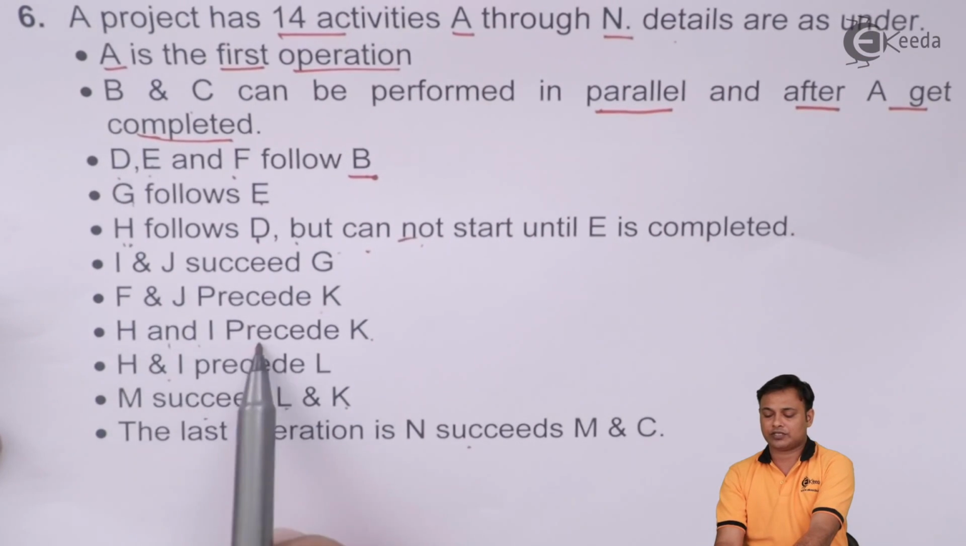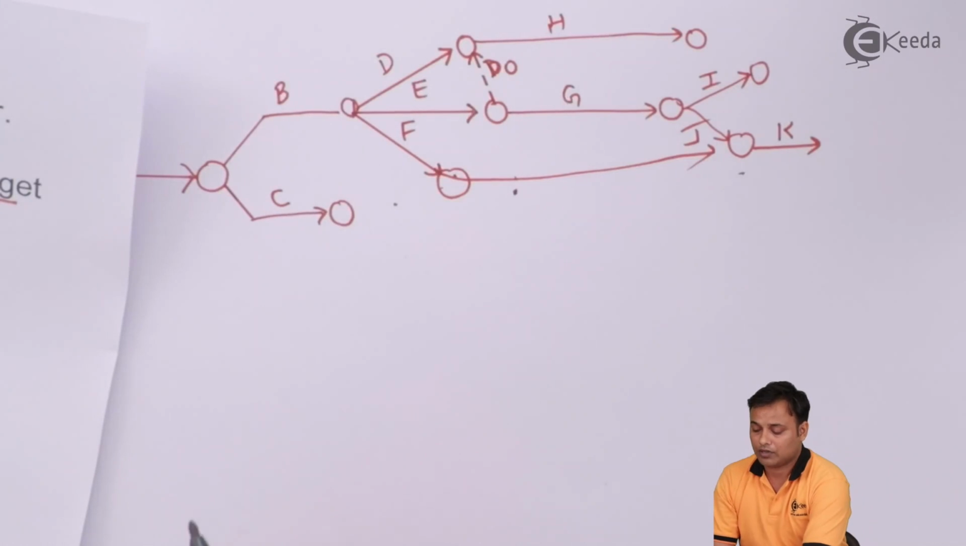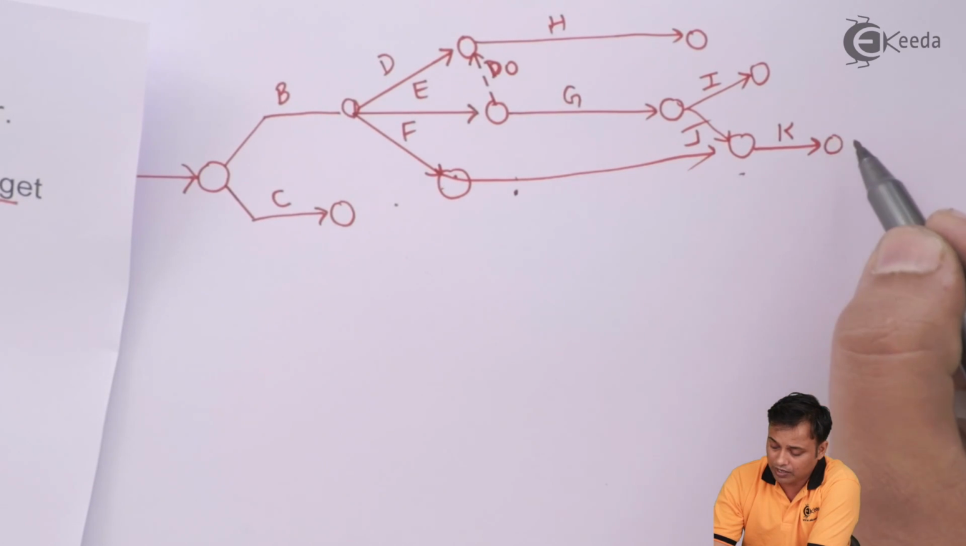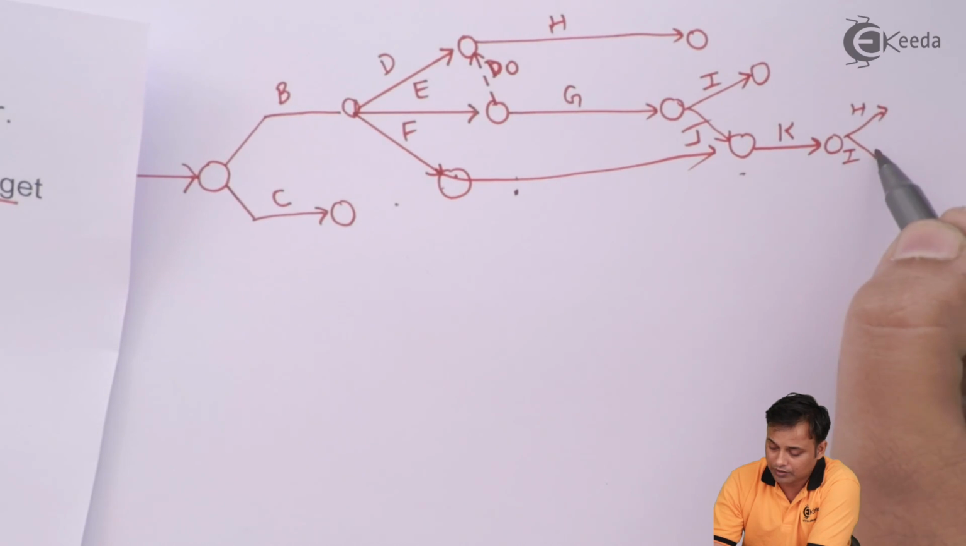H and I precedes K, meaning after K comes H and I. After K comes my H and I.